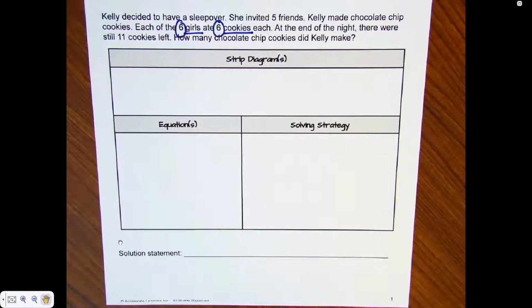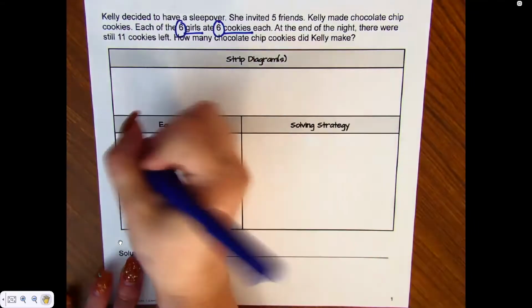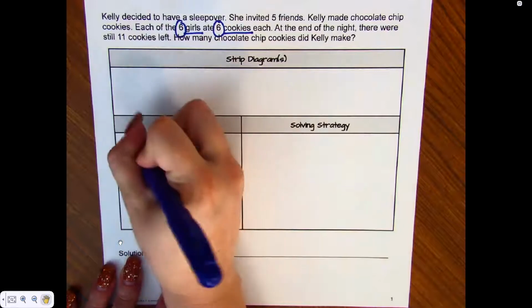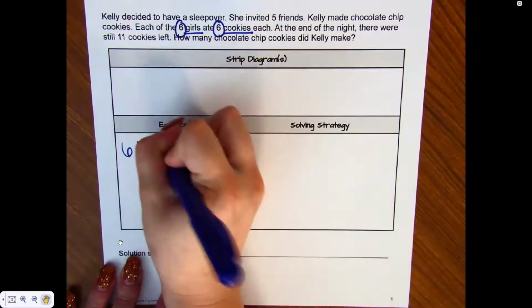So what am I using? Am I using multiplication or division? Should I divide or should I multiply? Walter, should I divide or multiply? You should multiply 6 times 6. I should multiply. So in my equations box, I'm going to write 6 times 6.